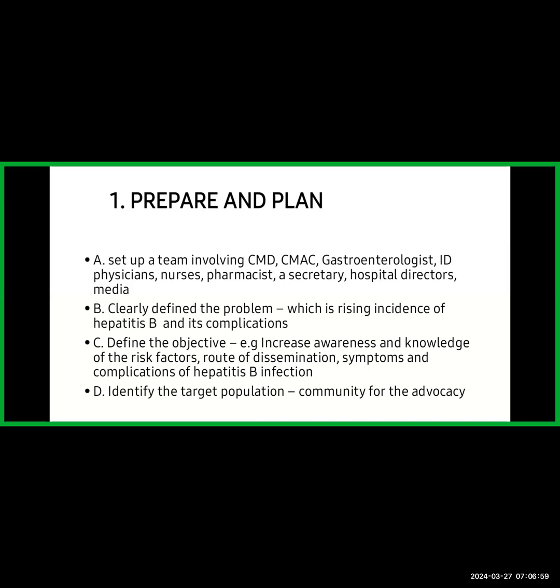And again, sometimes it's better to have a theme or motto for an advocacy. So this should also be my theme: increase awareness and knowledge of risk factors, route of transmission, symptoms, and complications of that. So having done that, I have to identify my target population. This target population could be a country, a state, a local government, or some ward within a local government, an area where this rising incidence of Hep B has been identified.